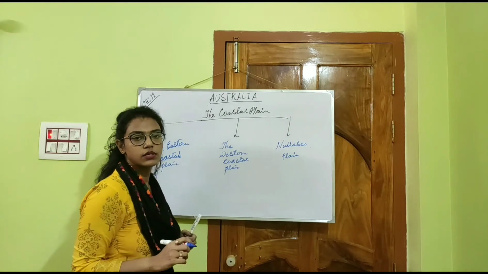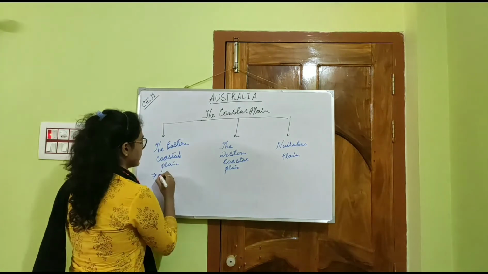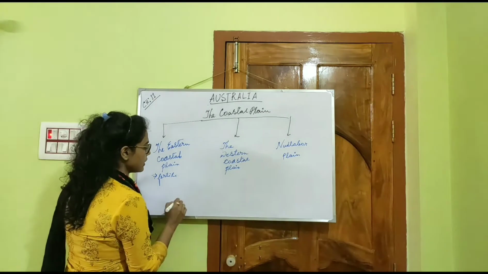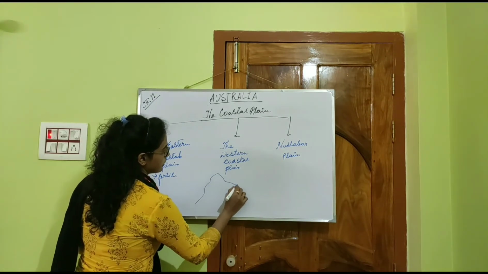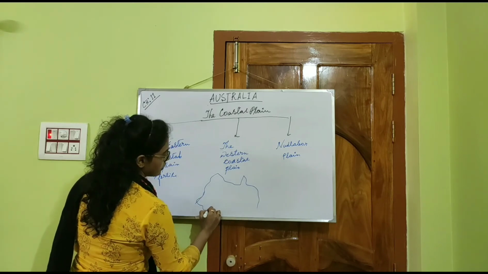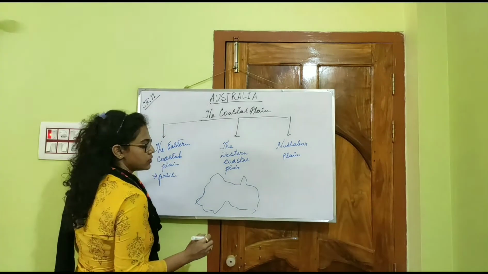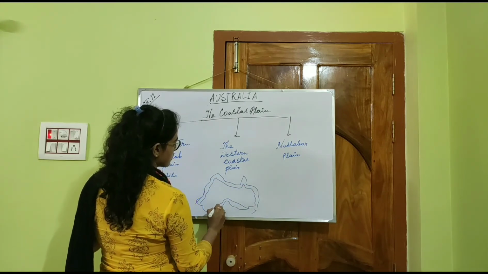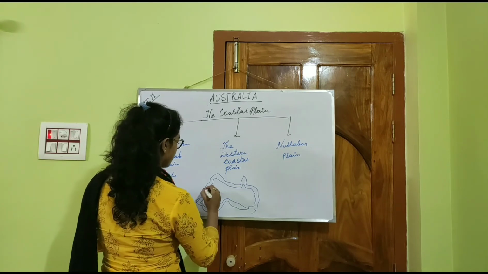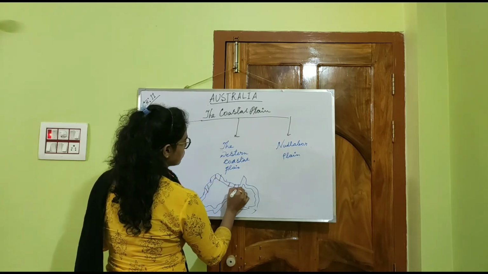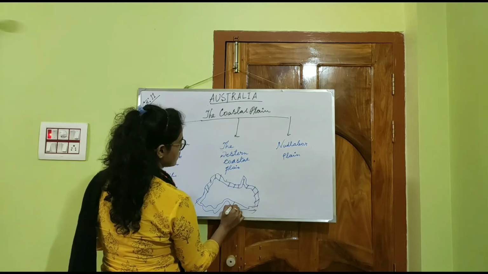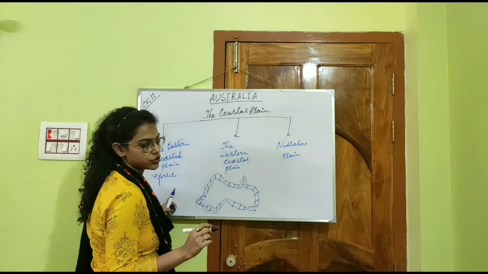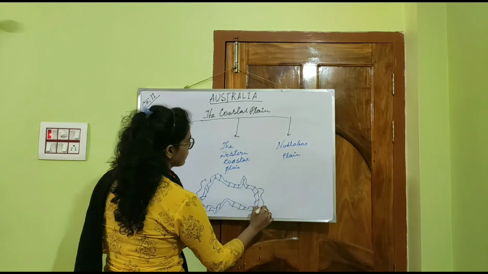So the eastern coastal plain is a very highly fertile area. Why is it fertile? If this is Australia, this portion is the total coastal plain, because all sides of Australia are covered with the ocean. So these are the coastal plains.